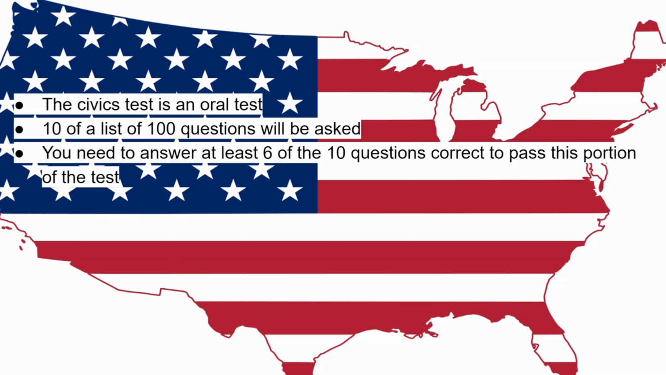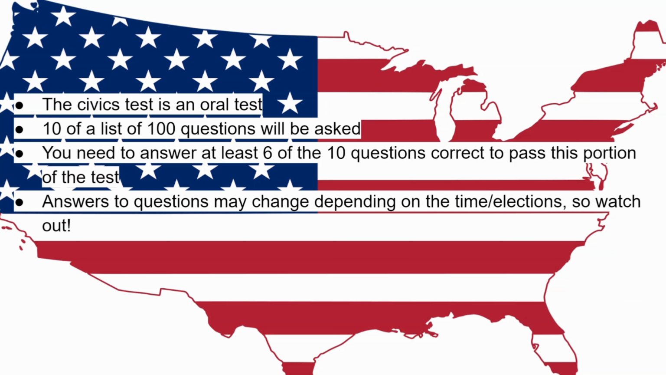And when it says pass this portion of the test, I believe the other test you need to pass is an English language test, which is not related to this. And for the answers, you always need to make sure that you have the most current answer. For example, some of the questions are like, who is your current state governor and such? And obviously the governor changes from time to time. So you need to always know who is currently in office, okay?